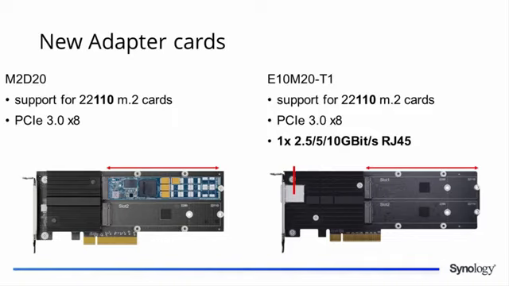Lastly, I'd like to point out that both of these cards have a form factor designed for 22110 M2 cards. This is important to keep in mind. In simpler terms, these cards are longer and they have a PCIe 3.0 x8 host bus interface, but will be able to accommodate shorter designed NVMe cards. Therefore, they can both be used with SNV 3400 and SNV 3500.